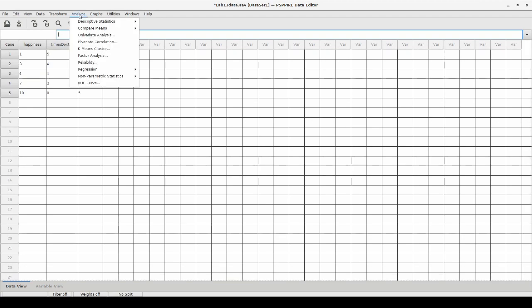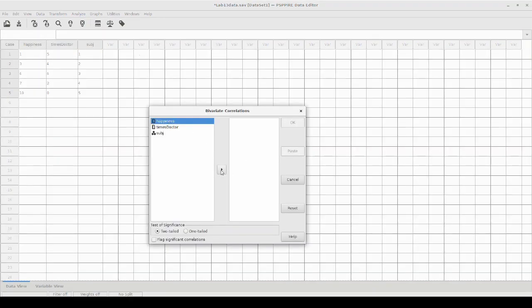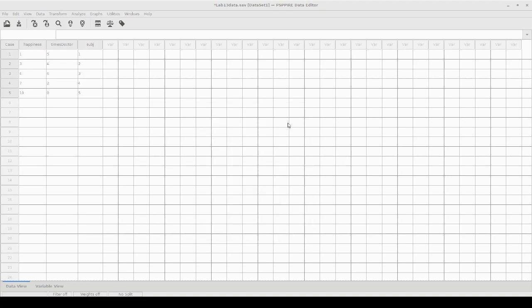So we'd go to Analyze, Bivariate Correlation, and we'd load in our 2 continuous variables. We could just determine whether we wanted 2-tailed or 1-tailed. We could tell it to flag the significant correlations, which is kind of standard practice. And we click OK.